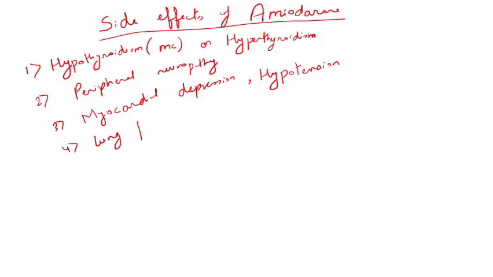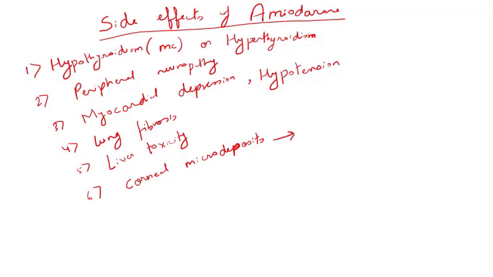On lungs, it causes lung fibrosis. Liver toxicity is the other side effect of amiodarone. On eyes, it causes corneal microdeposits. These corneal microdeposits are reversible on discontinuation of drug.